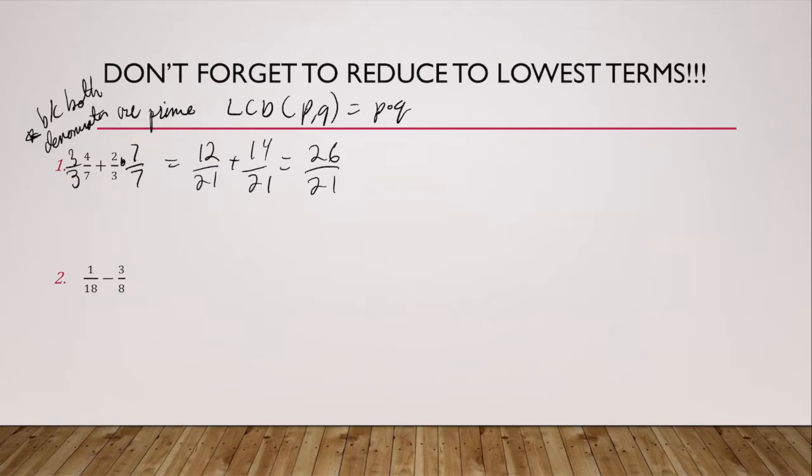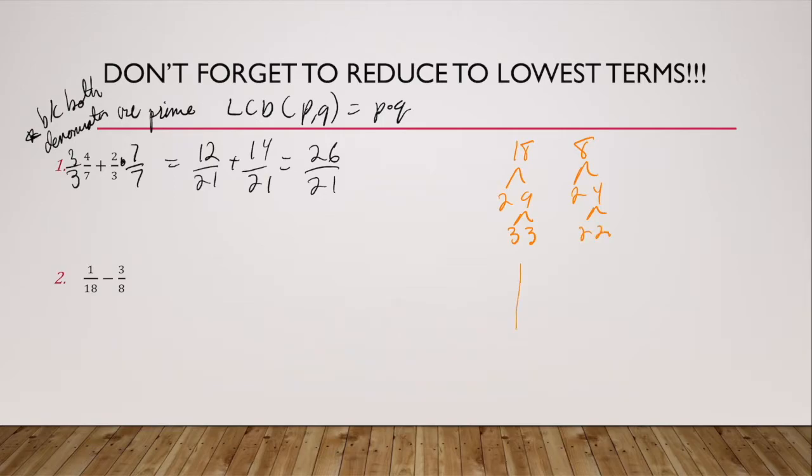The second problem is going to take a little bit more time, so let's make sure we definitely set up our factor trees and use the table method. So if I have 1/18 minus 3/8, 18 is going to factor into a 2 and a 9, which forms a 3 and a 3. And 8 factors into a 2 and a 4 and a 2 and a 2.